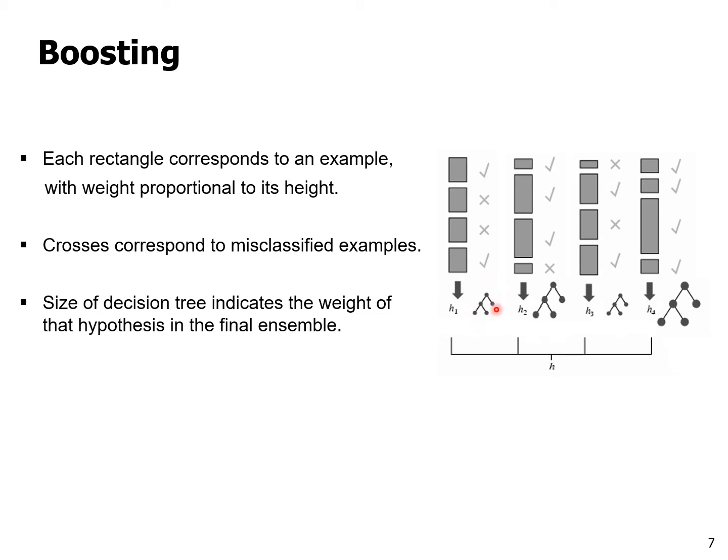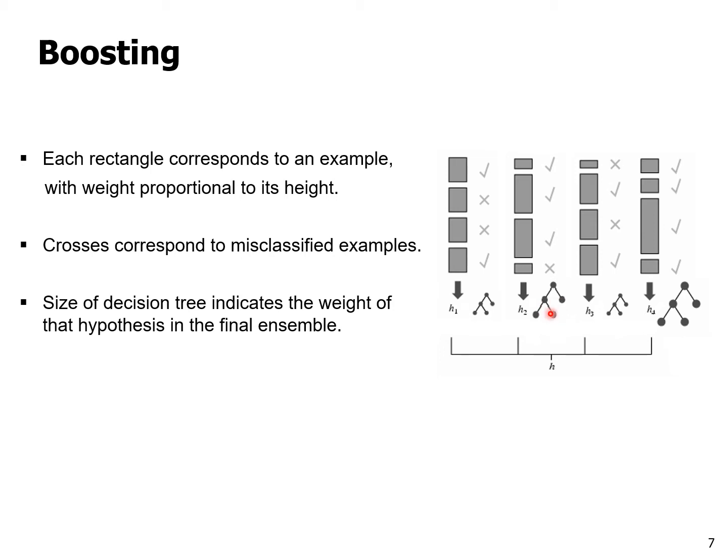For the first case, its accuracy is actually half, right? Two of them are right, two of them are wrong. So the accuracy of this classifier is 50%. For this one, you got 3 right out of 4, so the accuracy is 75%. So this is better than the previous one. That's why this decision tree is bigger than that one in this picture.